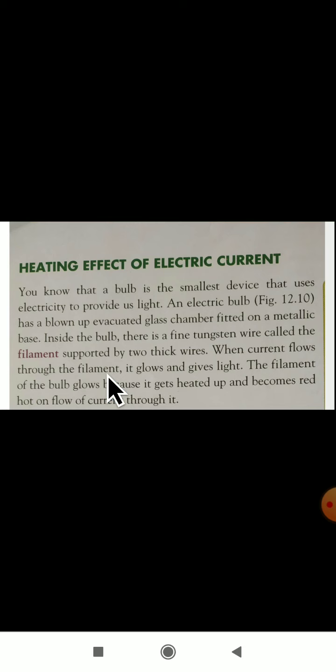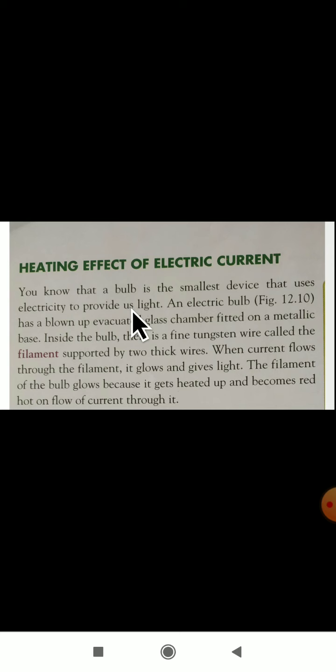Everyone has seen a bulb. In our day-to-day life, in a home, in a school, everywhere we are using a bulb. For what purpose are we using this bulb? We are using this bulb for light. So what is a bulb then? Bulb is the smallest device that uses electricity to provide us light.